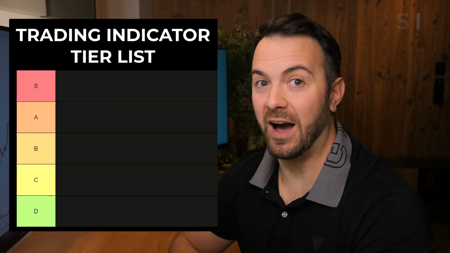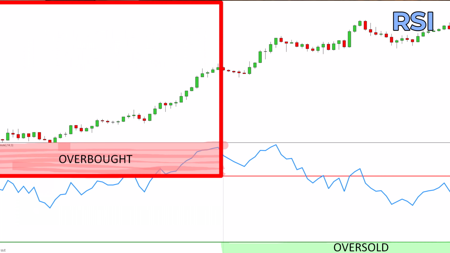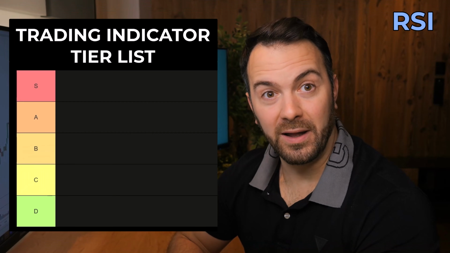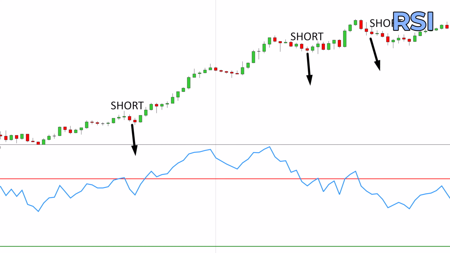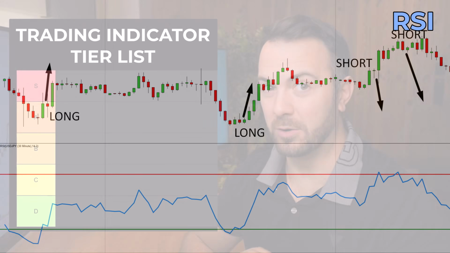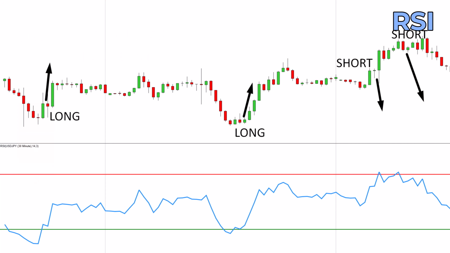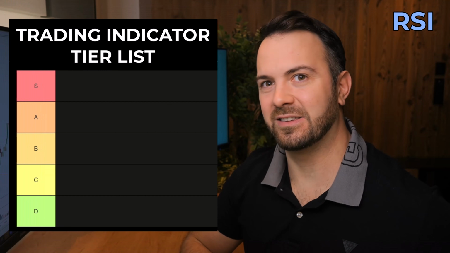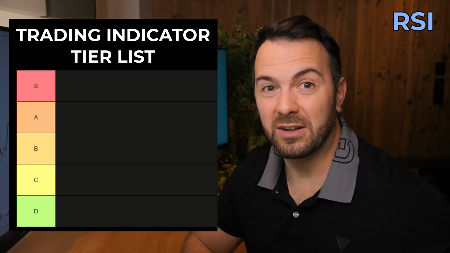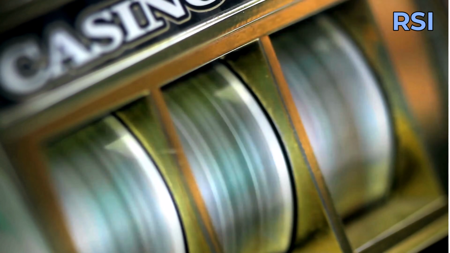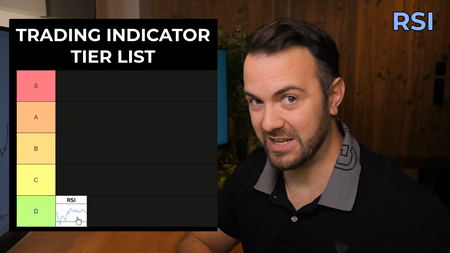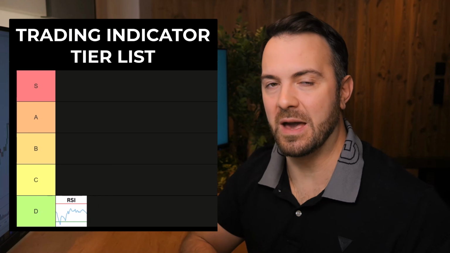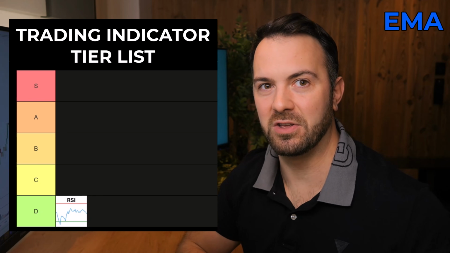And let's start with RSI. RSI is supposed to show overbought and oversold zones, but in real trading, it just falls apart. In trends, it's a total disaster. In rotation, it is hit or miss at best. RSI sounds good on paper, but on the real charts, it's basically a random signal generator and goes straight into the D tier.